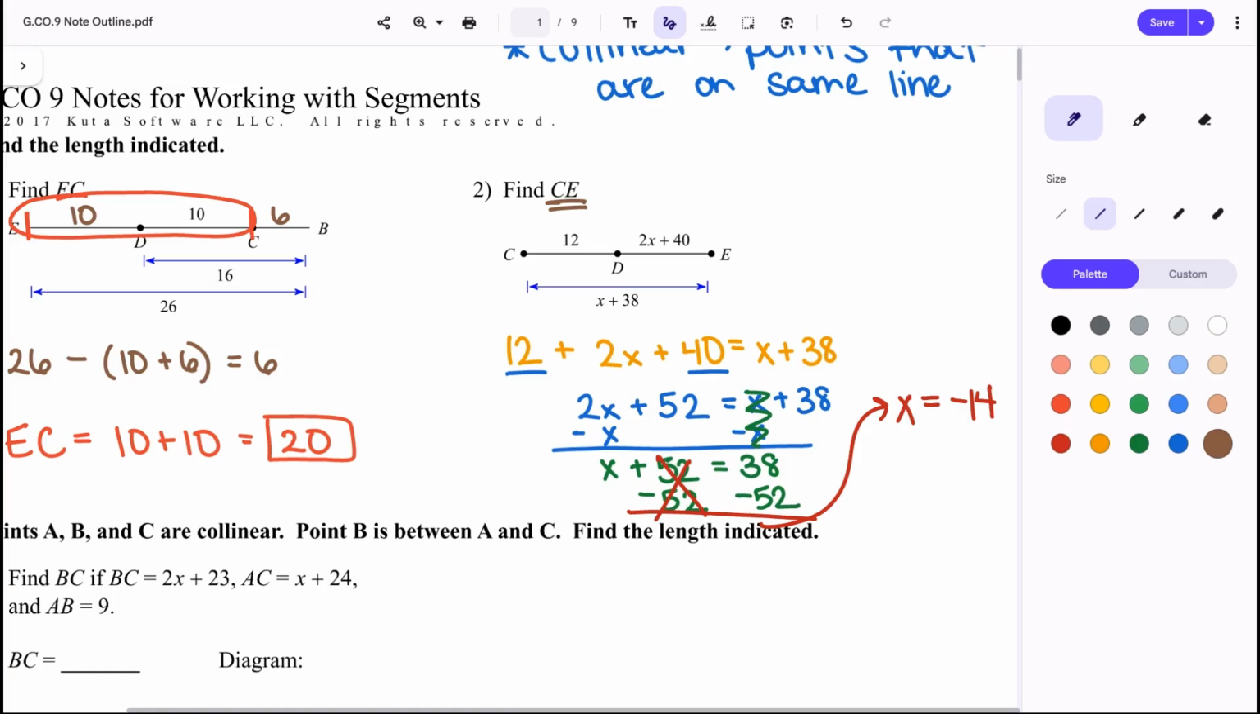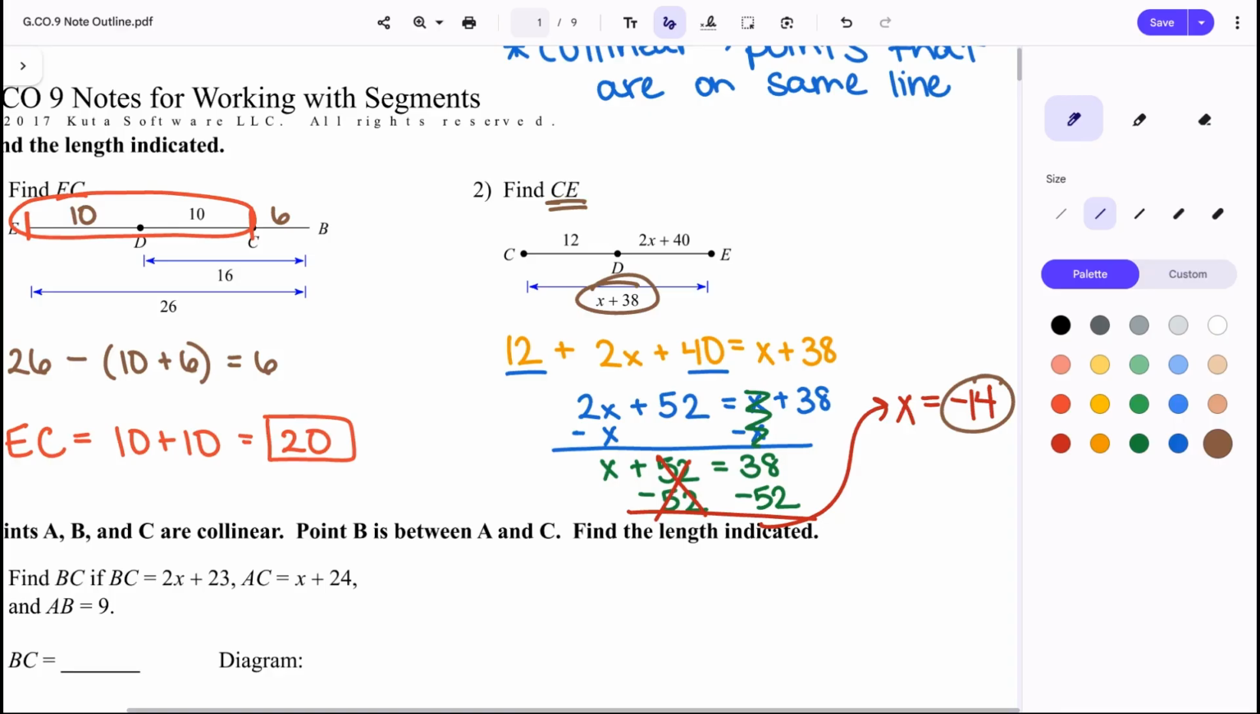And we have x, but I don't think that's our final answer. Like x isn't where they wanted us to stop. We need to now take this number and plug it back in for CE. Now, CE is made up of these two parts, the 12 and the 2x plus 40, or if we're thinking about it down here, it's that x plus 38. So you've got a couple of options here, but you're not quite done. You have to take that negative 14 and plug it back in to figure out how much it is. Now, you could plug it in two different areas.